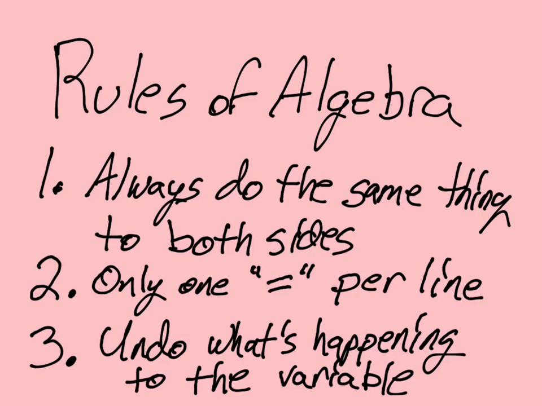Always same thing to both sides. Only 1 equals per line. Undo what's happening to the variable. Now, one of the things you need to understand when solving algebra is we really don't care that you can figure out what the value of x is.